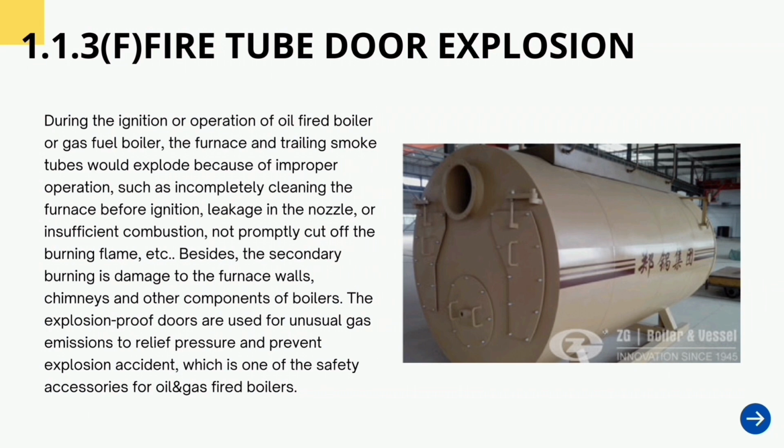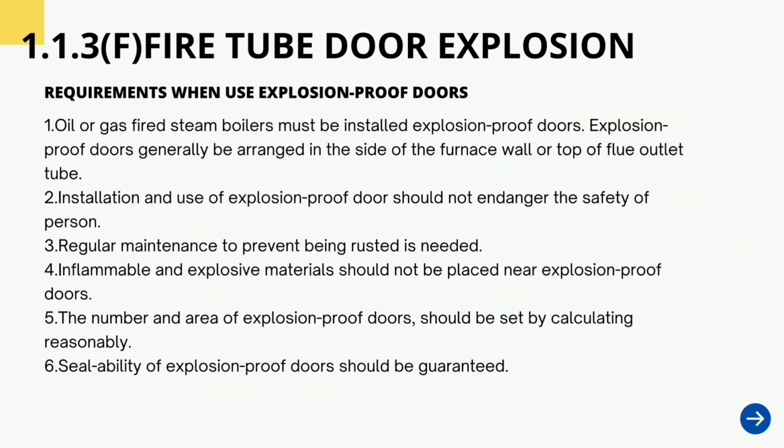The explosion-proof door is usually used for gas emission to relieve pressure and prevent explosion accident, which is one of the safety accessories for oil and gas fire boiler. Requirements when using explosion-proof door. One, oil or gas fire steam boiler must be installed with explosion-proof door. Explosion-proof door is generally arranged in the side of the furnace wall or top of flue outlet tube. Second, installation and use of explosion-proof door should not endanger the safety of person.